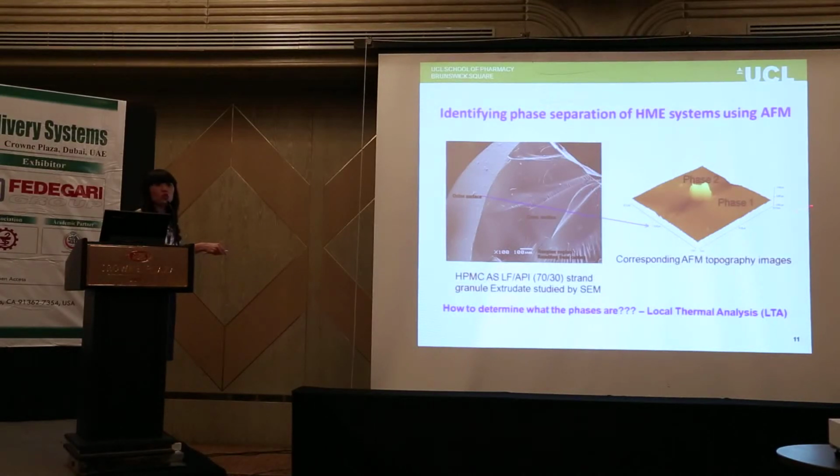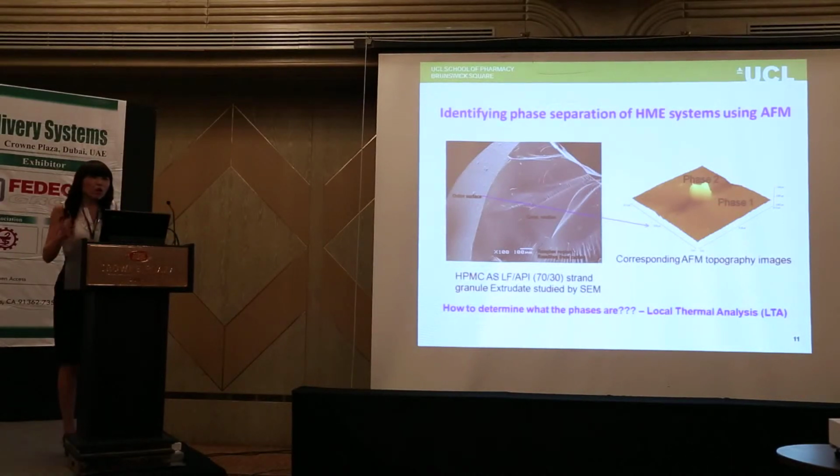Basically, it gives you two phases. One phase is like the outer surface here, and another phase will be this one. So we try to link the SEM image to the AFM, and then we can identify the two regions within the system. But AFM, if it's only an imaging technique, can only tell you the two different phases. It couldn't tell you what they are.